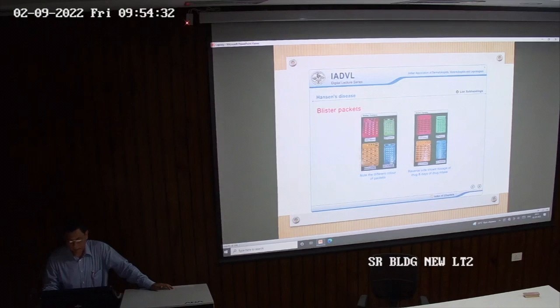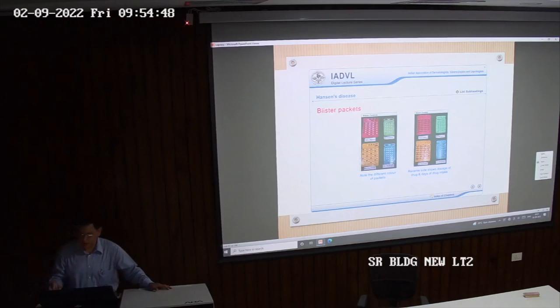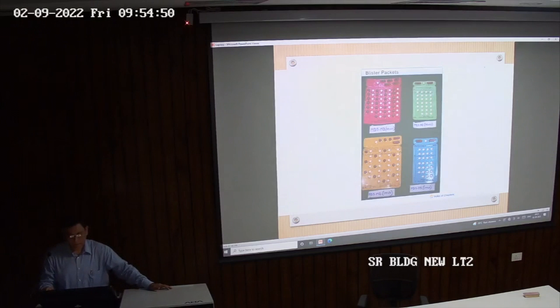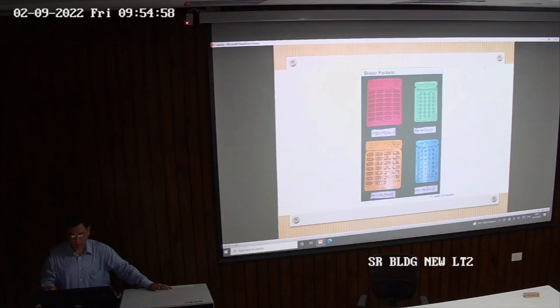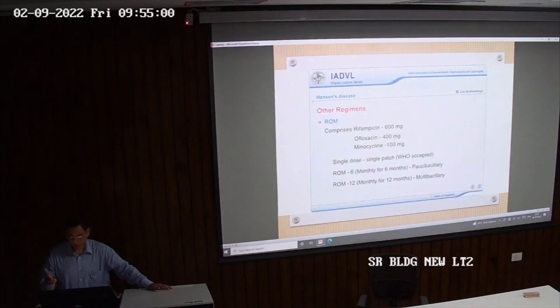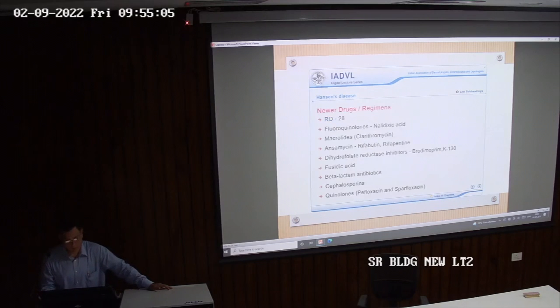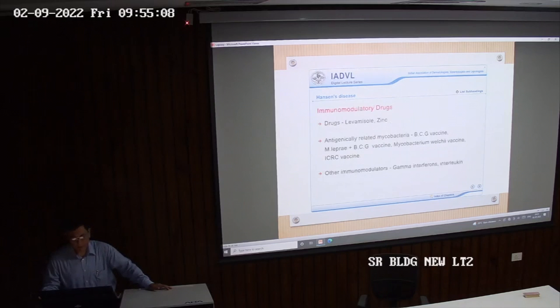So why are there 4 blisters each? For children it's different. The dose is different for children. So we have paucibacillary, multibacillary for children, paucibacillary, multibacillary for the adults. So this is MDT MB, MDT PB, MDT MB child, and MDT PB for the child. Other regimens are there, will not discuss. Even if you remember the original regimen is more than enough. Newer drugs will not go into it.